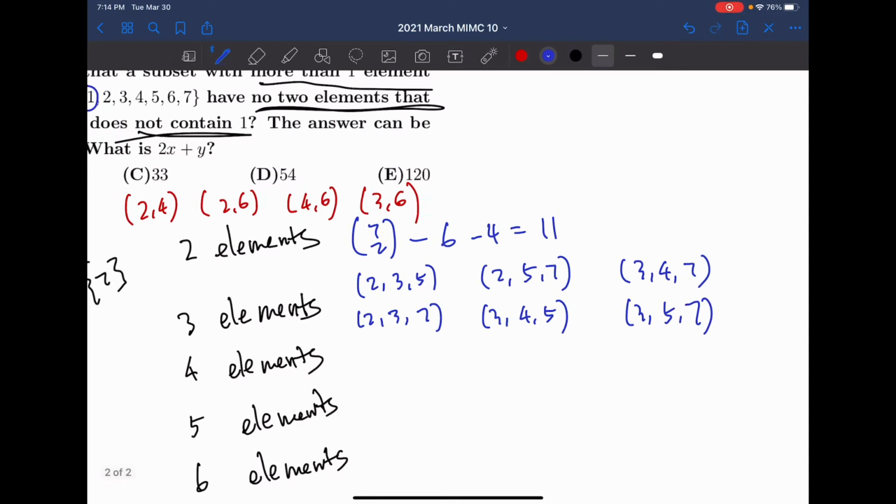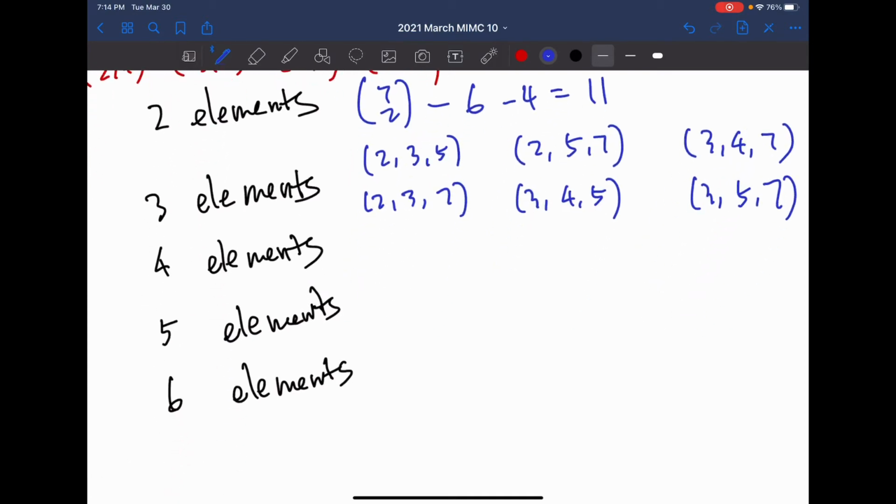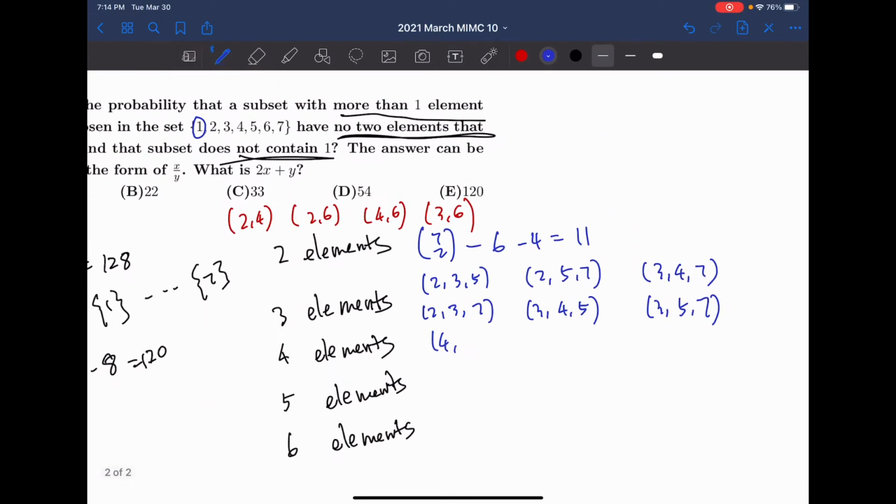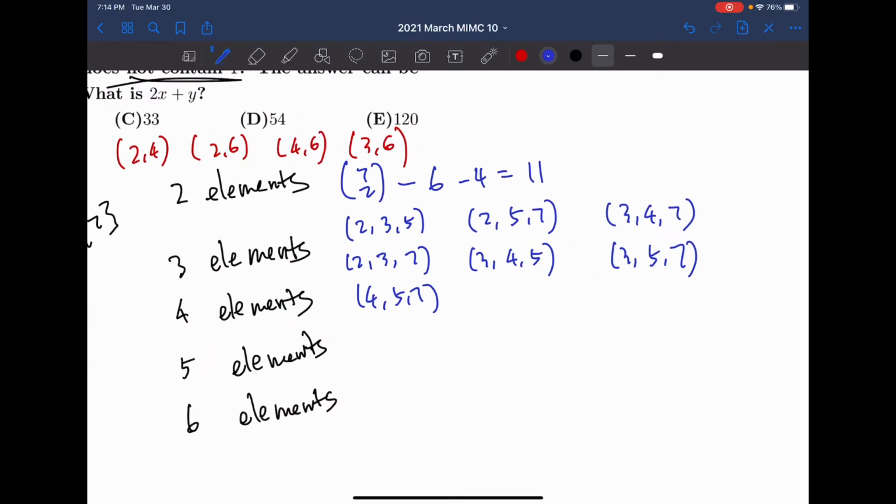And that's all we have for 3. And 4, 5, 6, that cannot happen. 4, 6, 7, it cannot happen. 4, 5, 7, yes. And starting with 5, that just cannot have any. Or, yes, 5, 6, 7. That will be 8 cases.